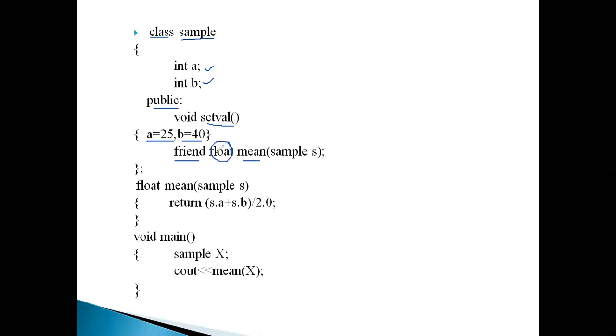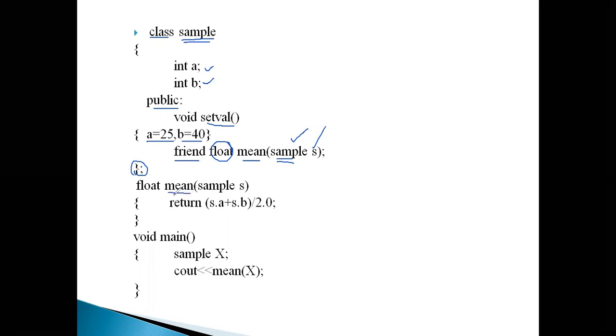When I make one function a friend, then definitely the parameter must be an object. So S is the object of the class sample. Now look at this sample class. Then close the class and come to the next one, that is the friend function.